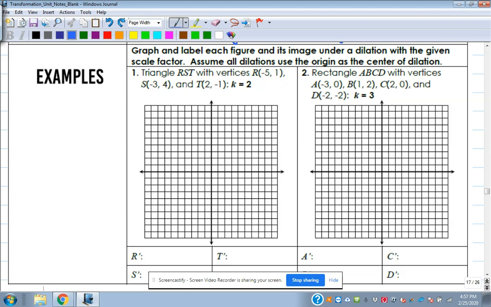So triangle RST, R is at -5, 1. S is at negative 3, 4. T is at 2, negative 1. Again, I'm drawing that figure, triangle RST.